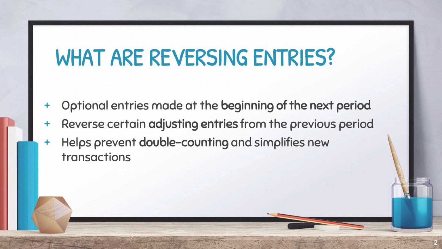Reversing journal entries are optional entries made at the beginning of the next accounting period. They basically undo some adjusting entries you made at the end of the last period. Why? Because it helps prevent double counting and makes it easier to record new transactions. Think of it like hitting the reset button on certain accruals.